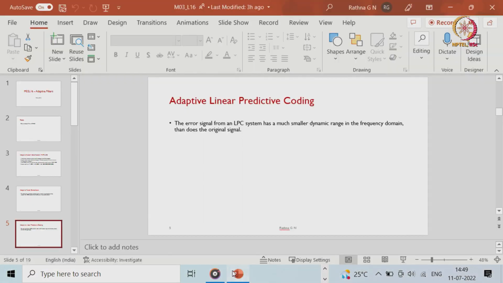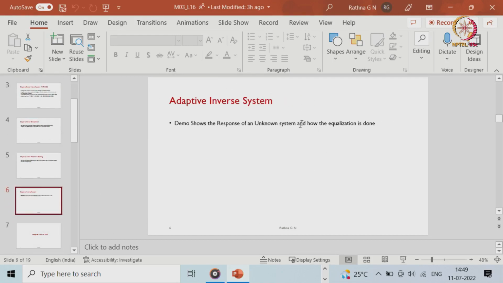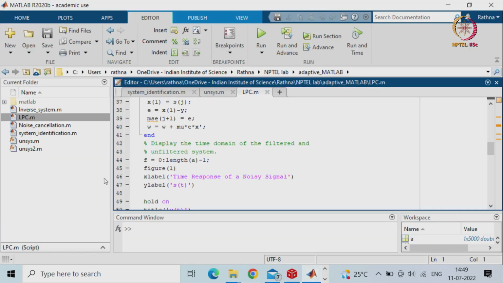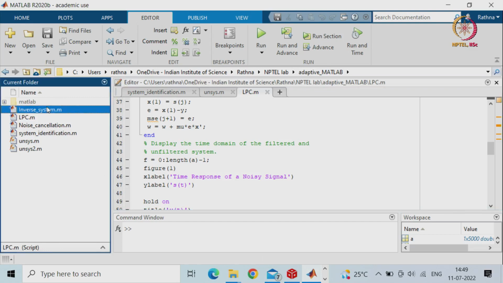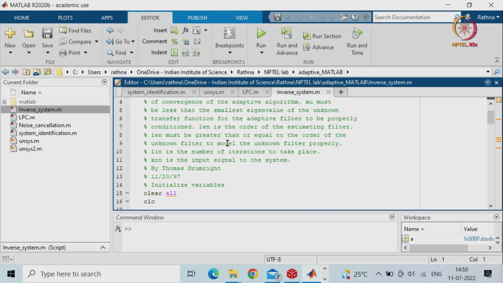Coming to the next application, what we will be seeing with MATLAB is the adaptive inverse system. This demo will show the response of an unknown system and how equalization can be done with the inverse system. So, we have the inverse system here. We will run it; it calculates the coefficients of an unknown system, and you specify the rate of convergence, all the same as before.